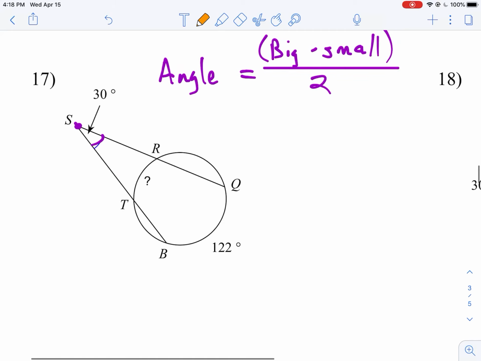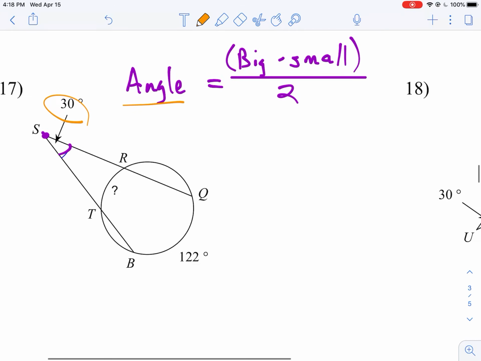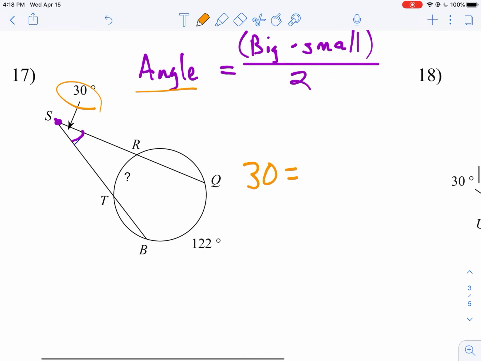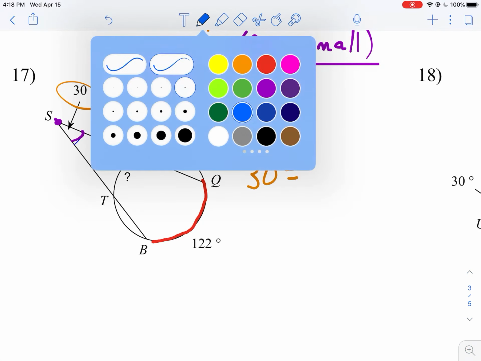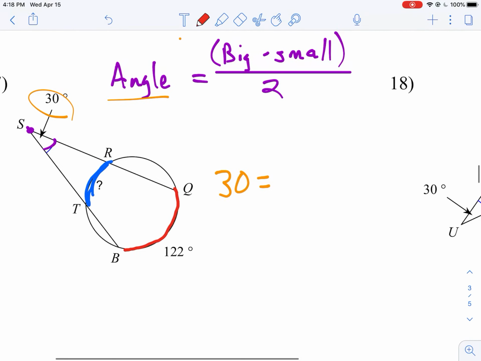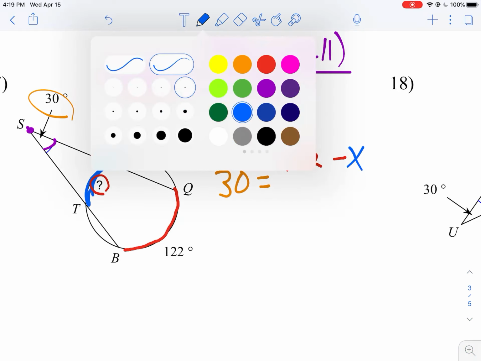So first, what is the angle? The angle is 30 degrees. So I start there. 30 equals. Now I have two arcs. I have the big arc, which is always the one farthest from the angle. And then I have my small arc, which is the one that's closer to the angle. So I'm going to do big arc, which is 122, minus small arc, which I do not know, so I'm going to call it x, all over 2.